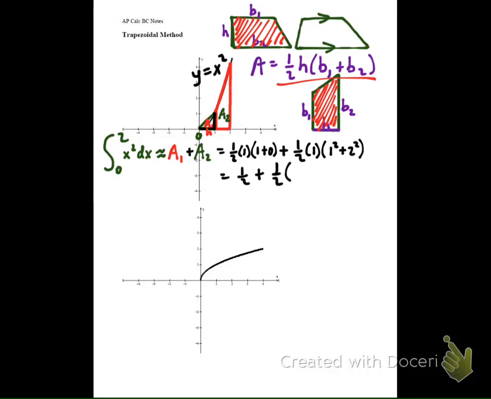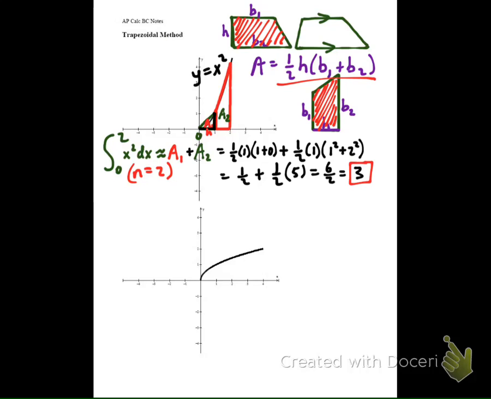is 1/2, and then 1 squared is 1 plus 2 squared is 4, so 1 plus 4 is 5. So we have 1/2 plus 5/2, and that's 6/2. So we have 3. 3 is our trapezoidal approximation with n equals 2. I forgot to put that. N equals 2. Okay, so we find the area of each of those trapezoids. That's it. That's the trapezoidal approximation method.